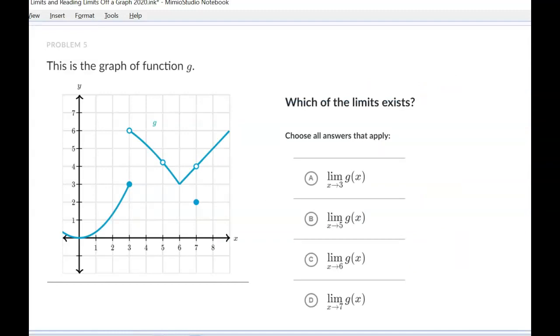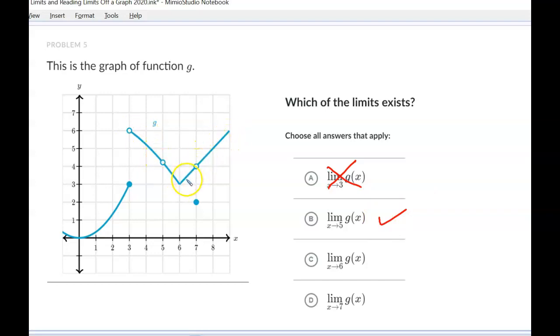So let's take a look. The limit as x approaches 3. Well, at 3, coming from the left and right of 3, they are approaching different values, so that does not work. The limit as x approaches 5. Well, coming from the left of 5 and the right of 5, they're both approaching this open circle. Yes, that exists.